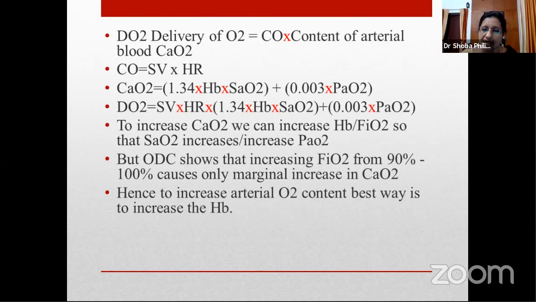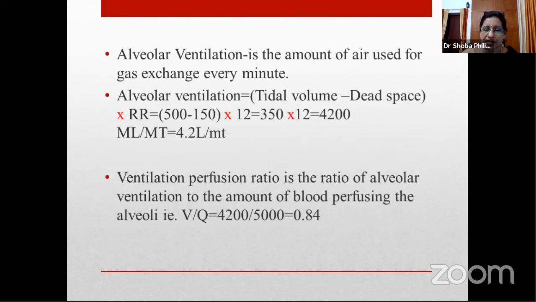What is alveolar ventilation? Amount of air that is used for gas exchange. As the previous speaker said, alveolar ventilation is tidal volume minus dead space into the respiratory rate. That is, if we take a tidal volume of 500 ml, it is minus 150 ml, the dead space, into 12, the respiratory rate, the total is 4,200 or 4.2 liters per minute.